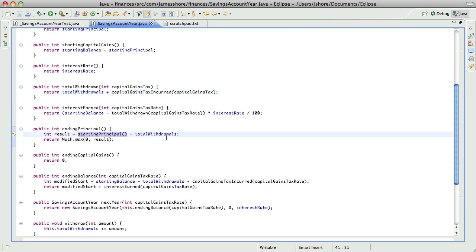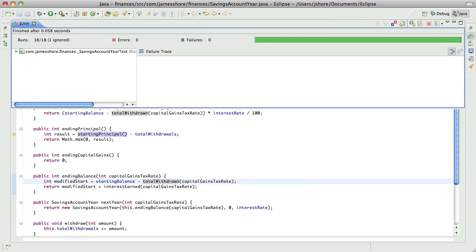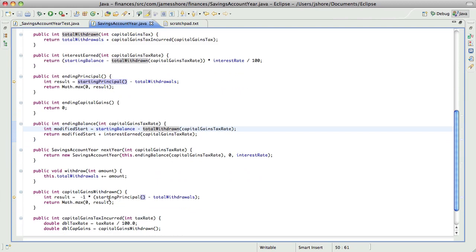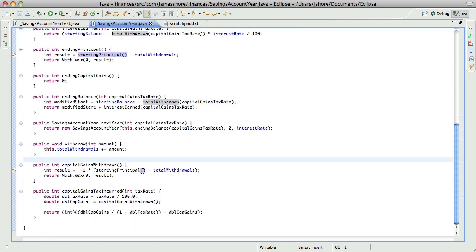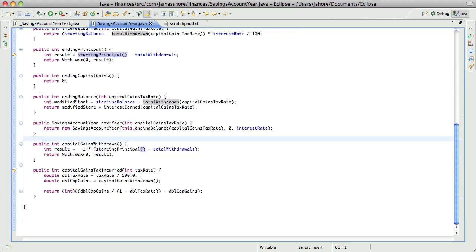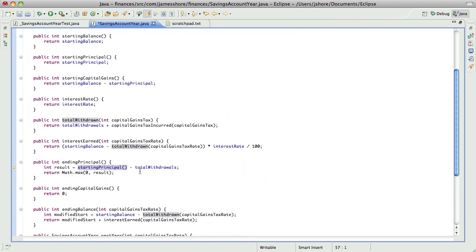Yeah, that's correct. We can't have that be total withdrawn because that would get circular, I think. Yeah, we don't want to do that. And ending balance is starting balance minus total withdrawn. Yeah. And capital gains withdrawn is starting principal minus total withdrawals. Yeah. Okay. And let's do capital gains tax incurred. So let's pop this up here.